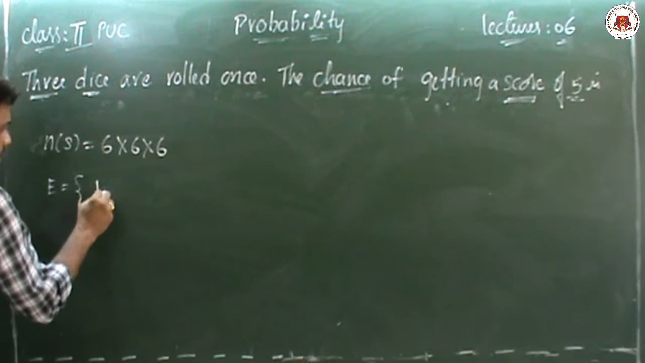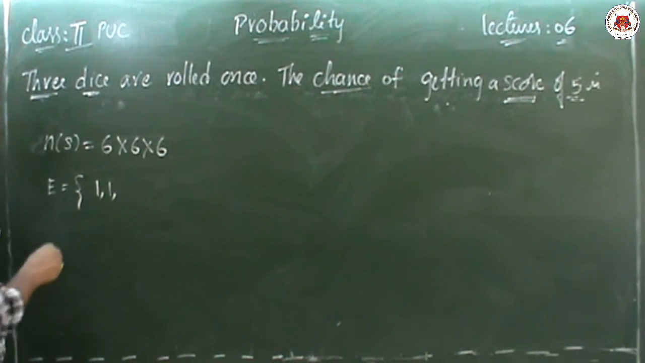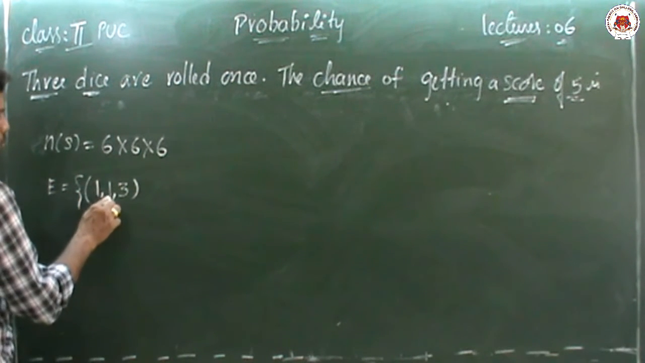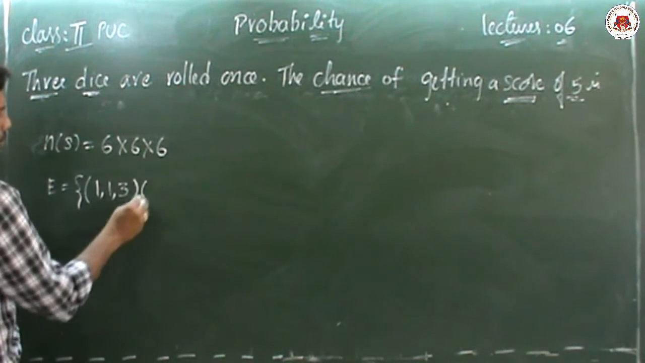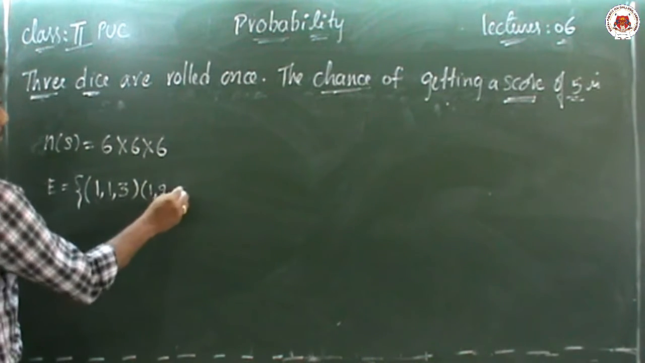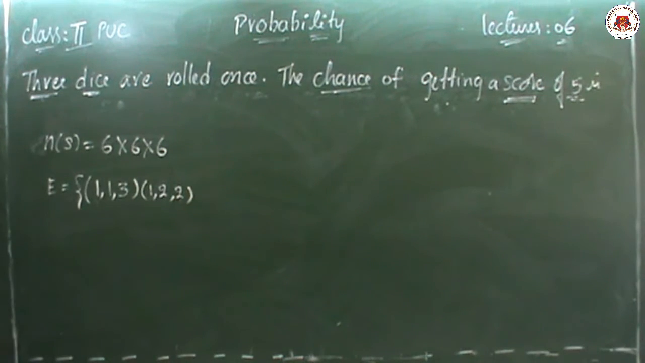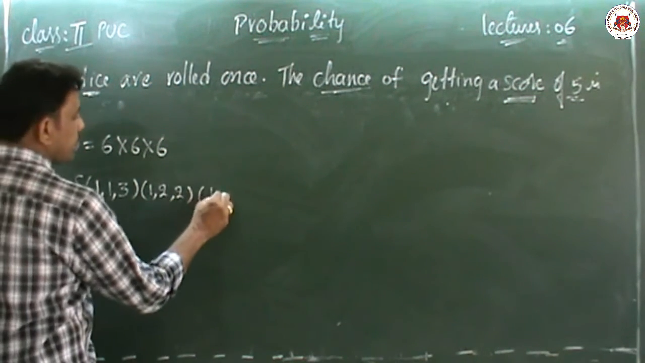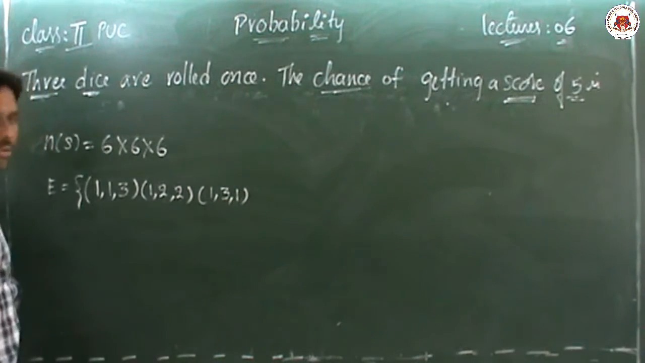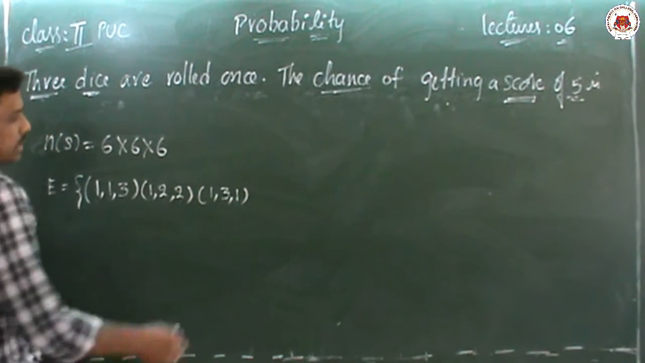5. So assume that on the first day 1 number is there. On the second day also 1 is there. Then the third day compulsorily 3, because 1 plus 1 is 2, 2 plus 3 is 5. Suppose first day 1 is there, second day 2 is there, then this is also 2, because 2 plus 2 is 4, 4 plus 1 is 5. Suppose on first day 1 is there, second day 3 is there, then compulsorily third day 1 only, because 1 plus 3 is 4, 4 plus 1 is 5.